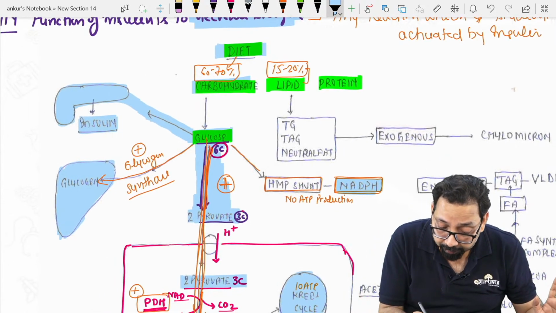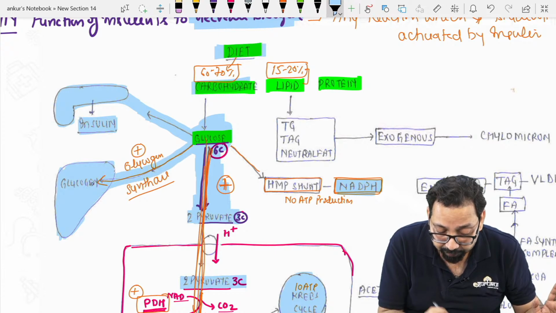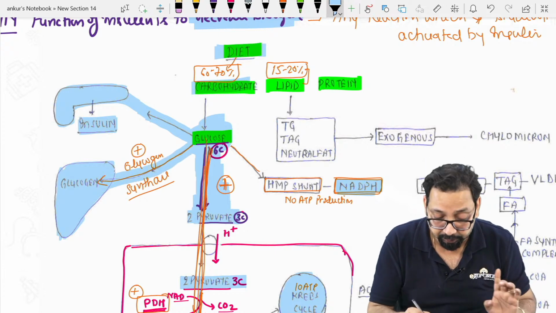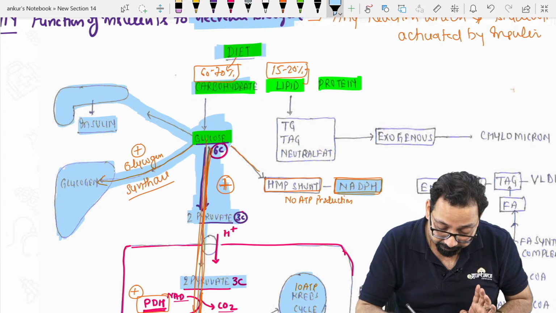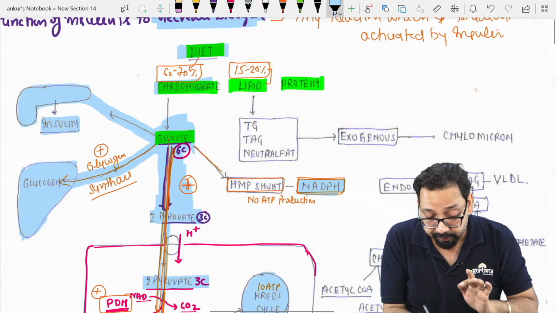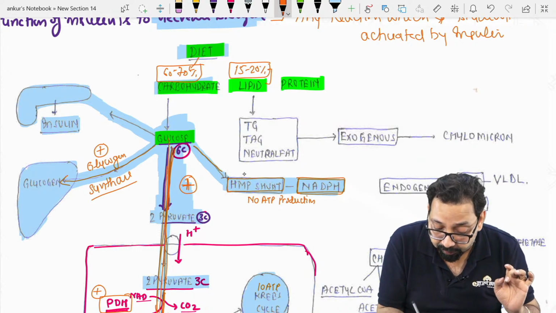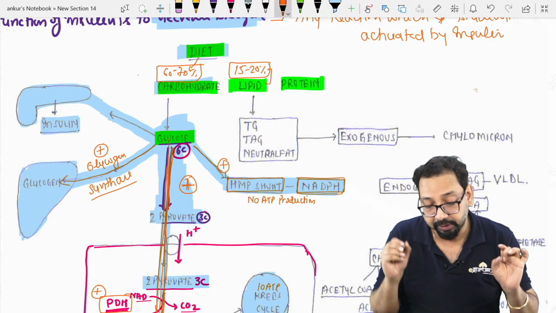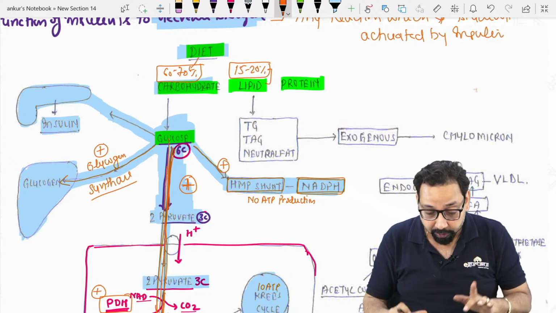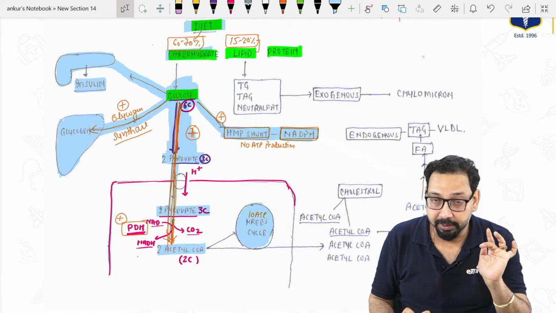Now if I divert this glucose in multiple directions: glycogen, activated by insulin, blood glucose will decrease. In this direction, activated by insulin, blood glucose decreases. In this direction, this is also activated by insulin. So all these pathways, their enzymes are activated by insulin.